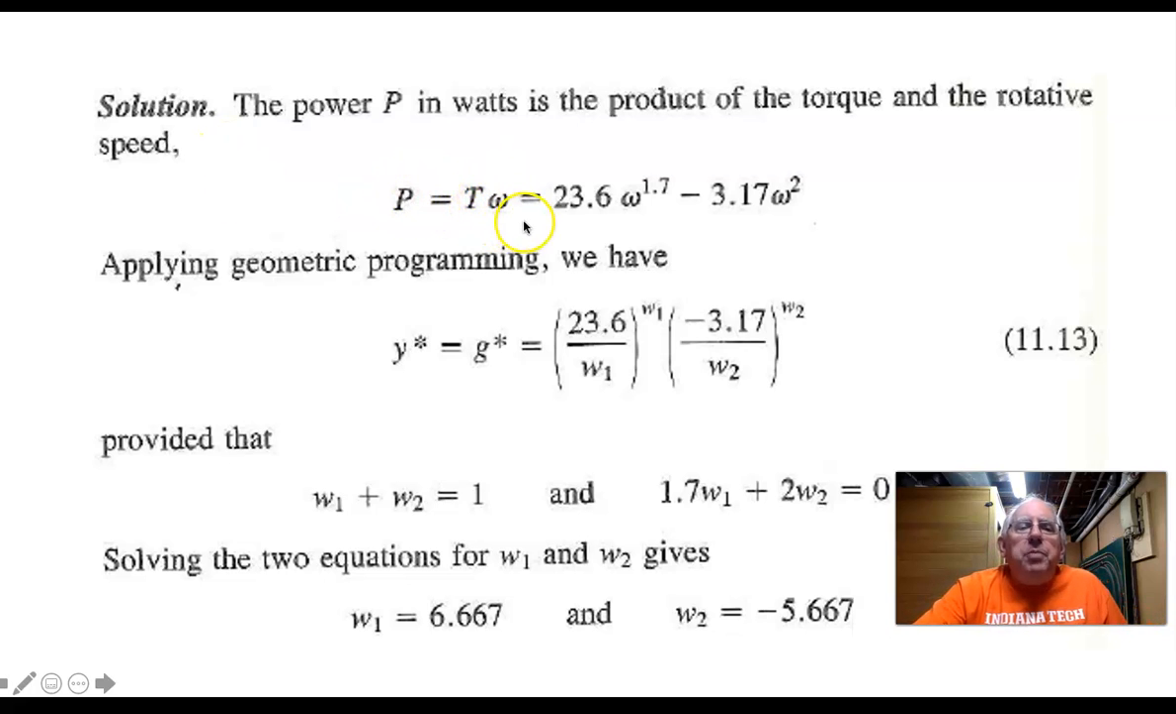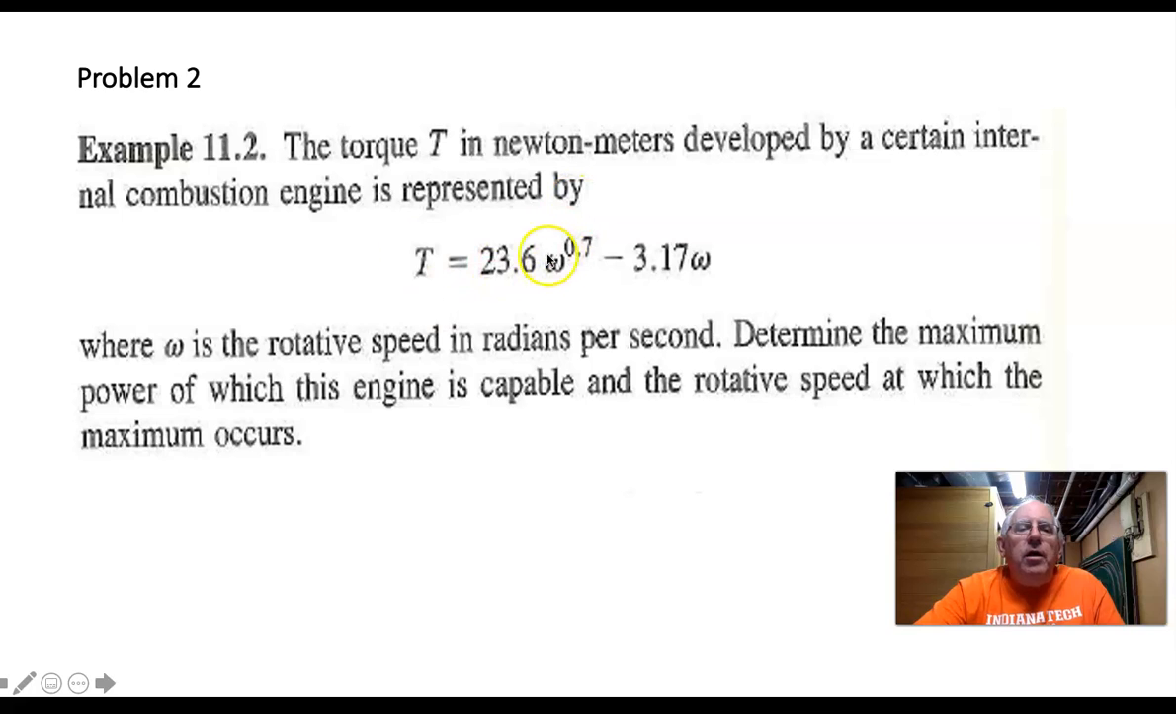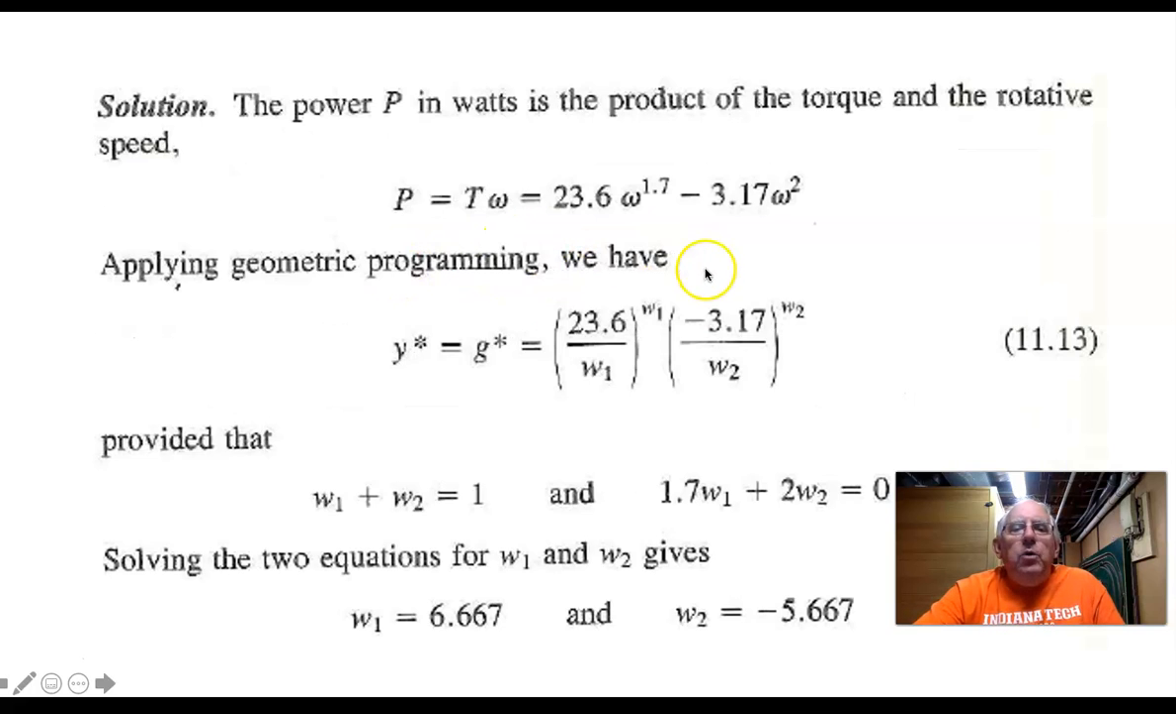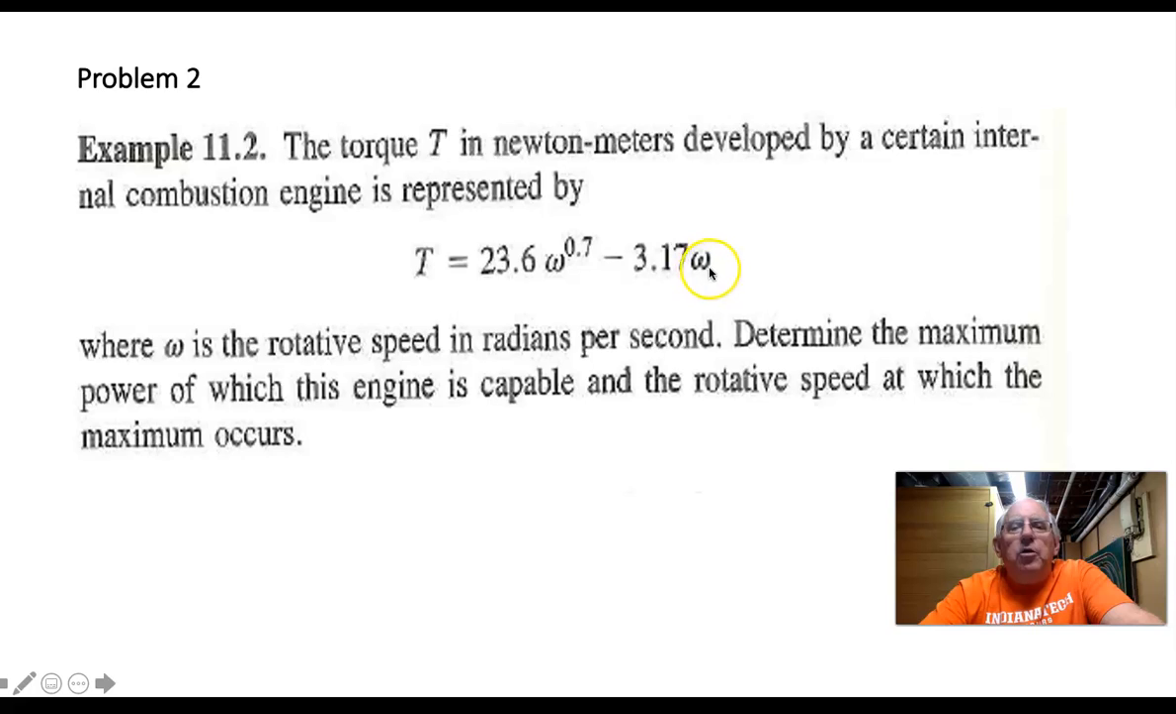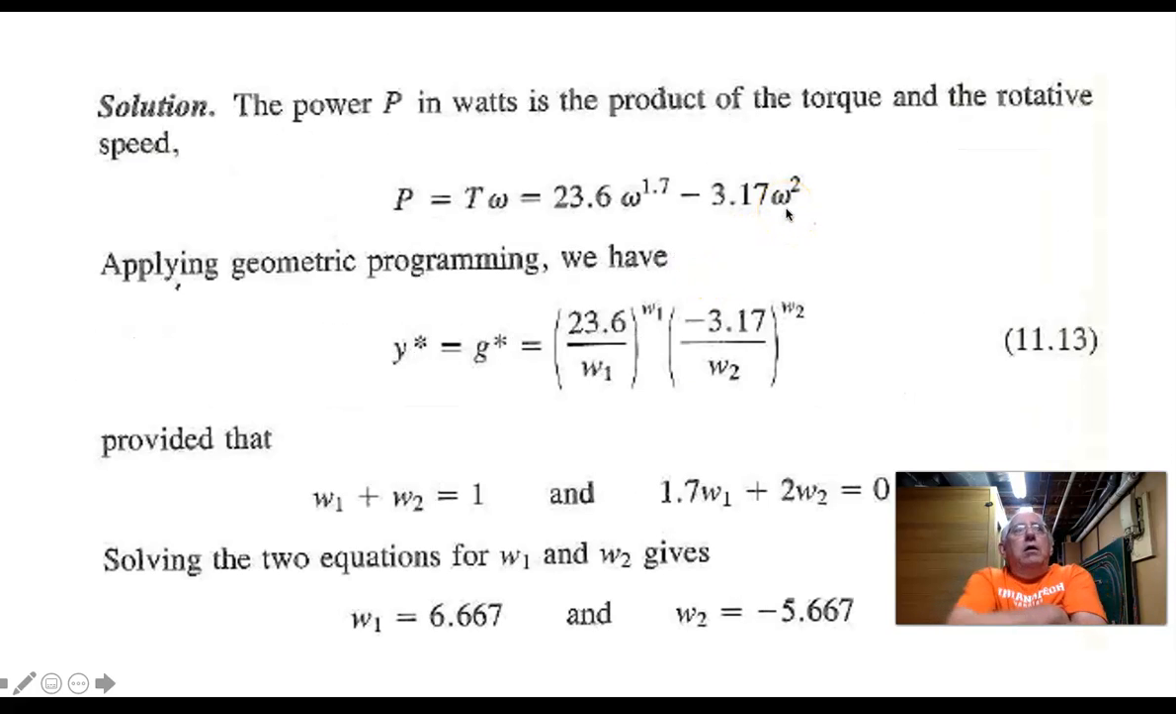And so by multiplying that equation that we had before by another omega, we then have that power is equal to the constant times omega to the 1.7 instead of 0.7, minus 3.74 times omega to the second power. And again, because instead of the single power, it's now the square of the rotational speed. Okay, so here is our equation. We want to maximize the power and find at what value of omega we obtain that maximum power.